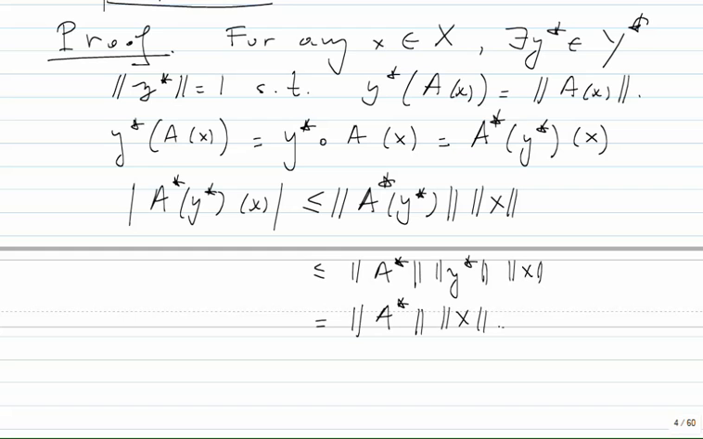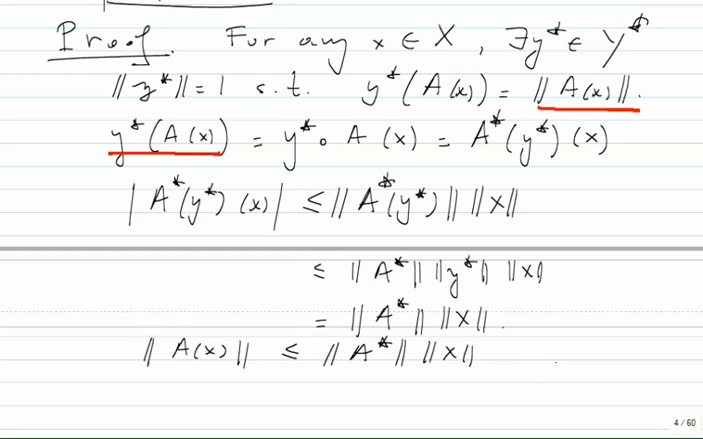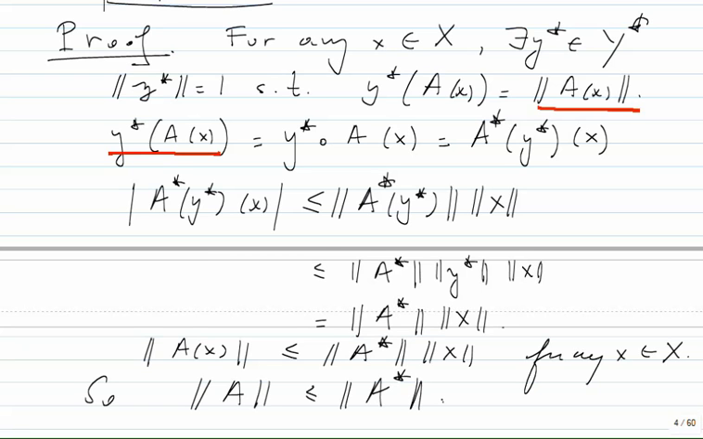Okay? And since A star of Y star at X is Y star of A of X, which is equal to the norm of AX, so we get that the norm of A of X is less than or equal to the norm of A star, norm of X, and this is true for every X in X. So by definition of the operator norm, the norm of A is less or equal than the norm of A star. So these two operators do have the same norm, and that's what we claimed.